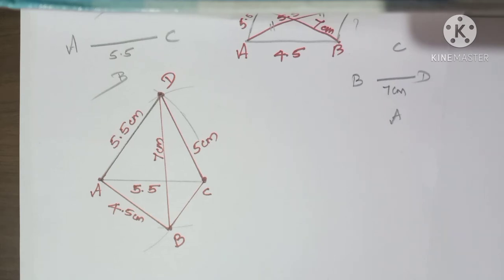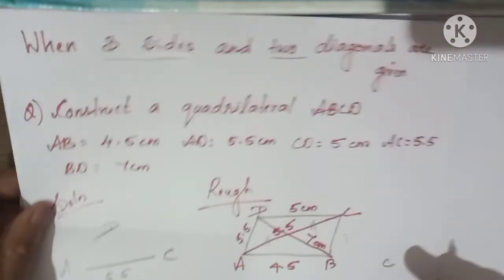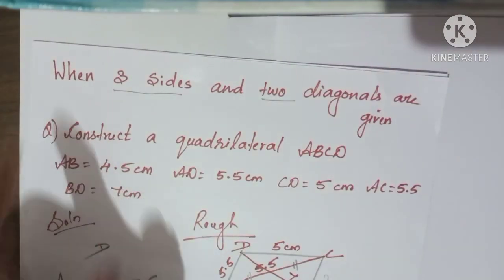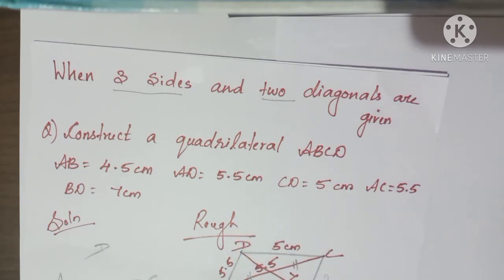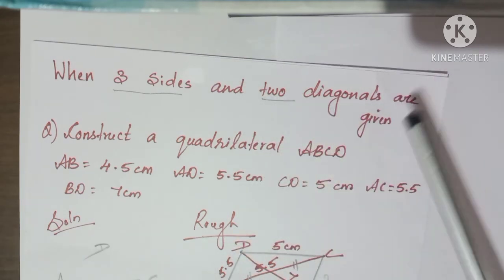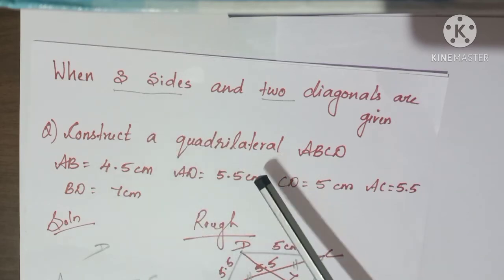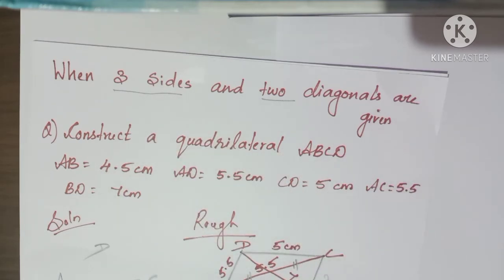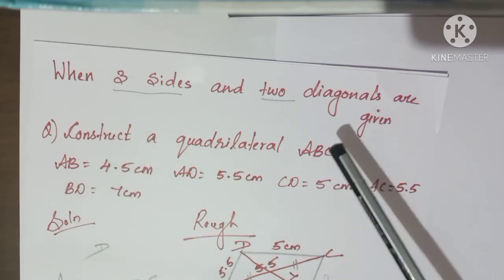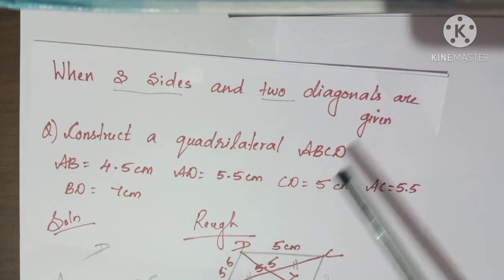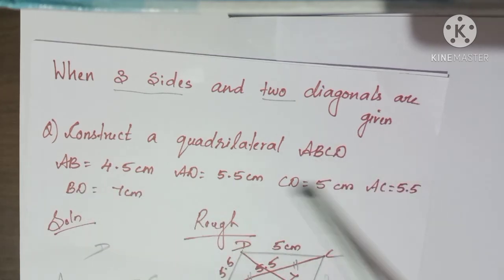Okay, so I'll explain one more time. This is the second method. What is the second method? When 3 sides and 2 diagonals are given. So when 3 sides and 2 diagonals are given, how will you construct a quadrilateral? So first question, construct a quadrilateral ABCD. The name of the quadrilateral is ABCD and the measurements are given.